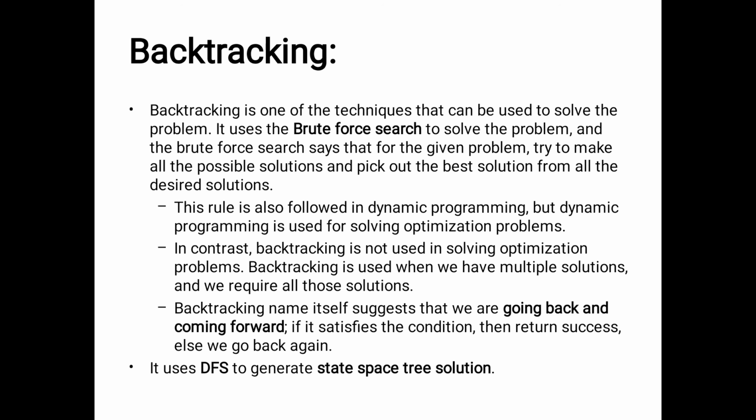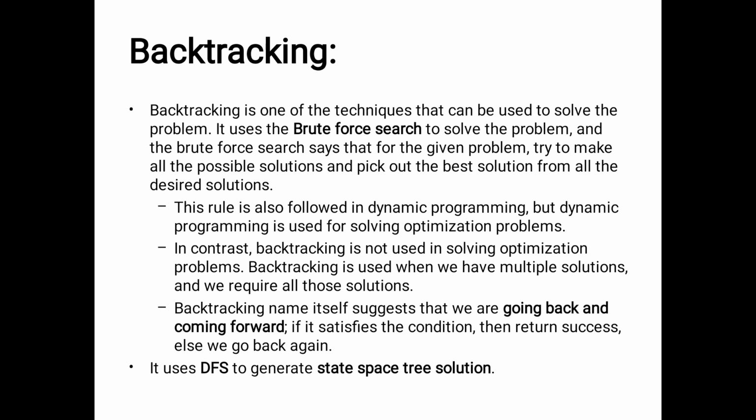Dynamic programming solves optimization problems, following the same rule. But backtracking is not used for solving optimization problems. We take a number of multiple solutions and require all the solutions. When a solution is found, the step goes back to get another solution. This is the backtracking technique.